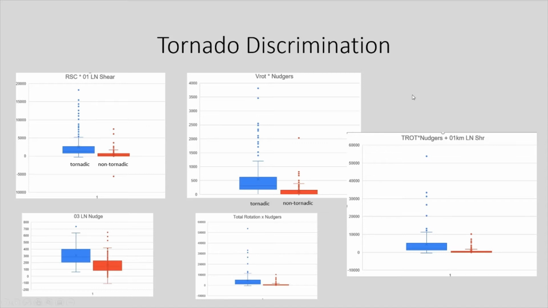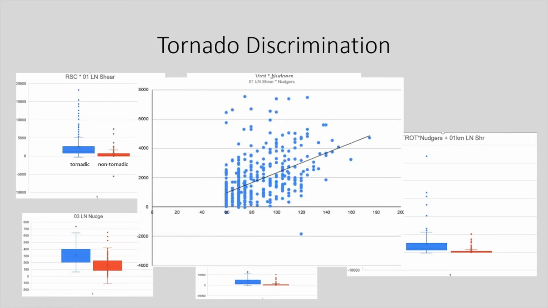And I'm still very much in the process of trying to determine what patterns may exist and which are the most skillful. I also have found 0 to 1 kilometer line normal shear, when multiplied by nudgers, and several other parameters that were similar, showed a positive correlation of about 0.537 to overall wind speed. So the higher the 0 to 1 kilometer shear and the more nudgers, the higher the winds tended to be, even if a tornado didn't develop. So it's a precursor even in higher-end wind damage.